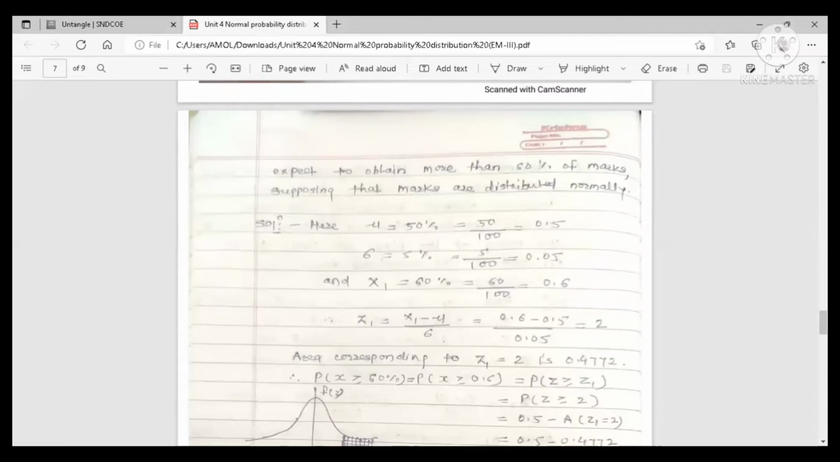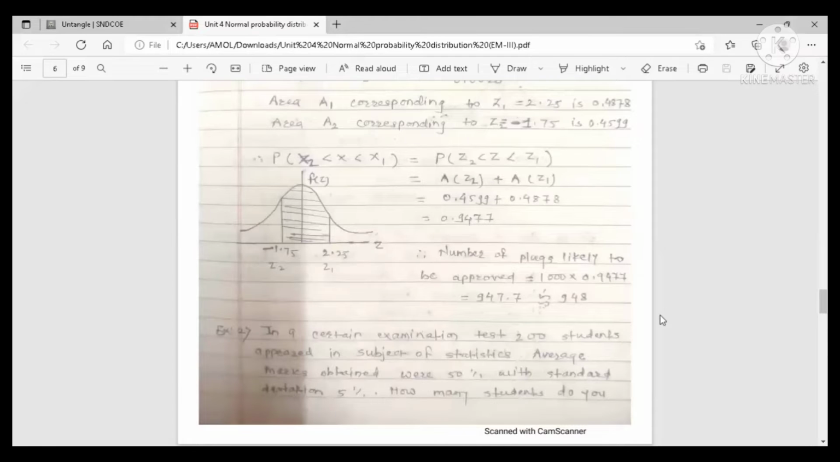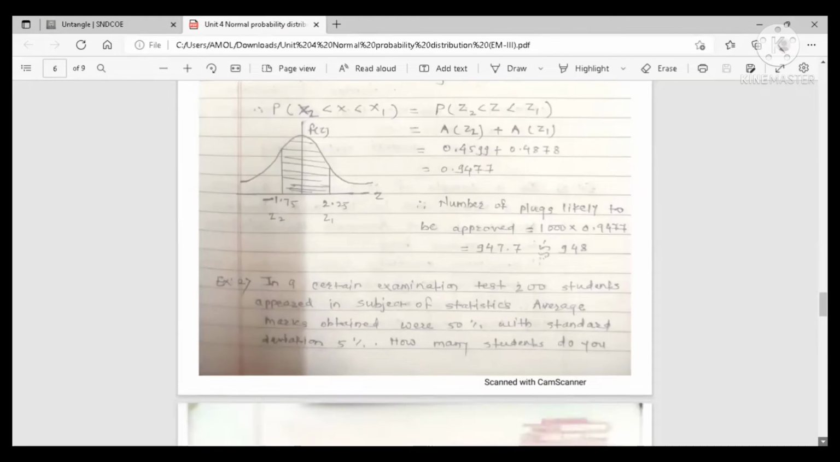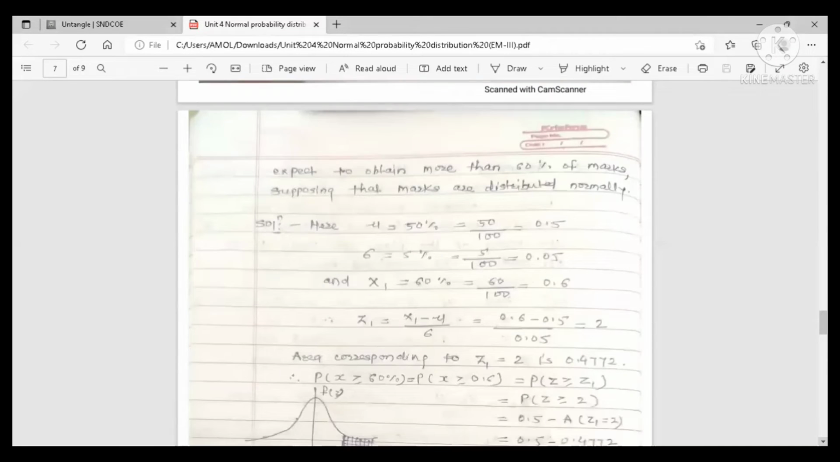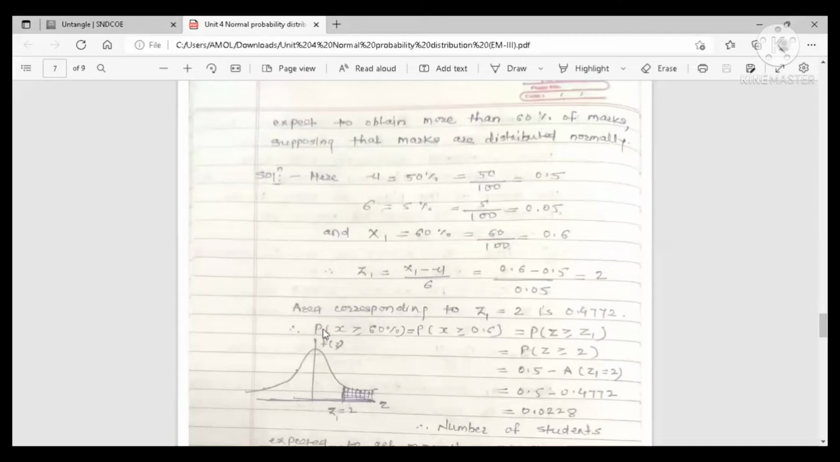Now see, what is the question? How many students do you expect to obtain more than 60% of marks? It means we want the probability that x is greater than 60%. 60% means 60 upon 100, which means 0.6. Find the probability when x is greater than 0.6. Since we have converted x in terms of z, you find the probability when z is greater than z1. So z1 is 2.